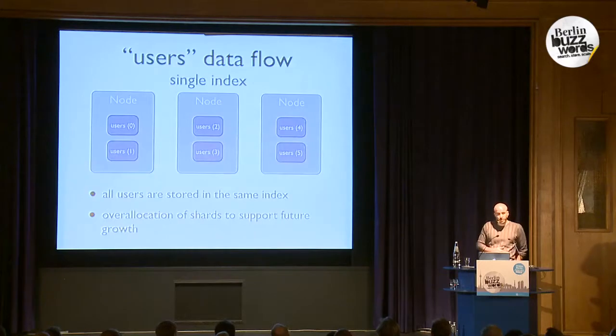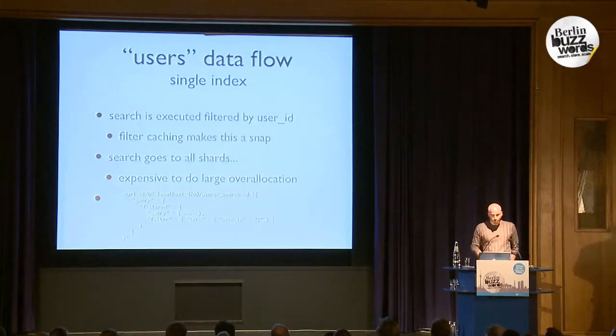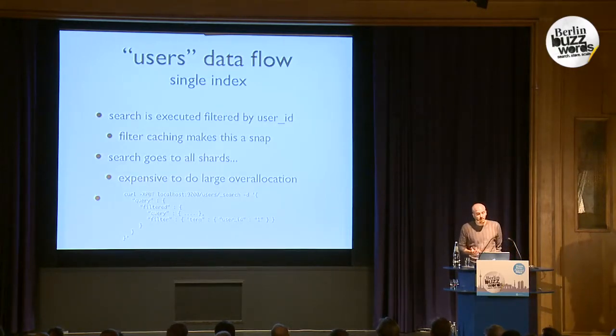So another way to try and solve it is to have a single index. All users are effectively stored on the same index, and we use the usual trick of overallocating shards to support future growth. So what does it mean? When we execute a search, we filter by user ID. And if you know Lucene a bit, then filter caching makes this really, really fast compared to other solutions.